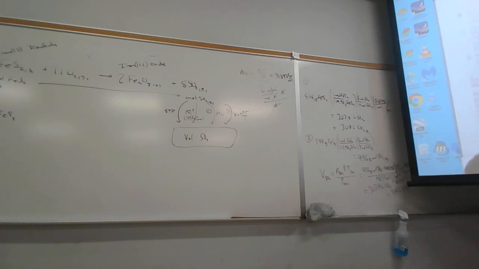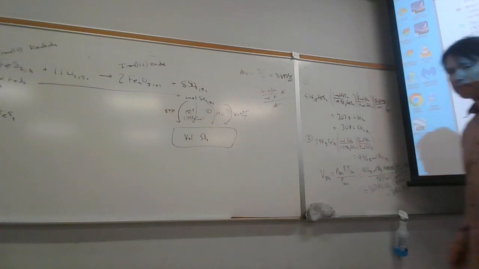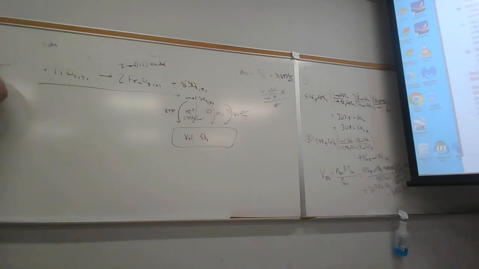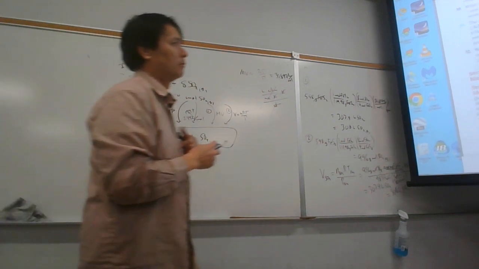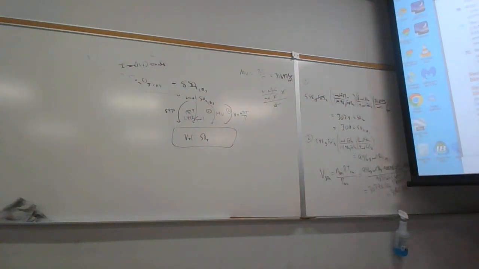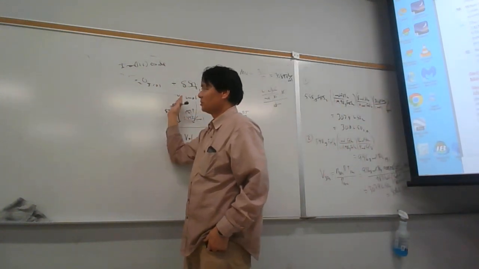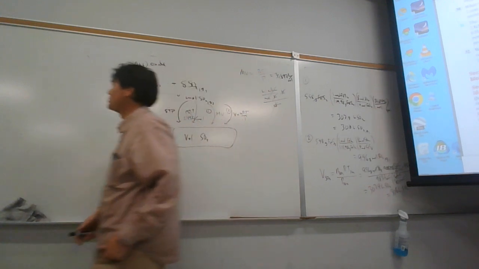Called volume to volume gas stoichiometry. And so we're going to do number 41. Number 41: sulfur burns to SO2. So over here I burned sulfide. Sulfide burned to SO2, but also sulfur burns to SO2.